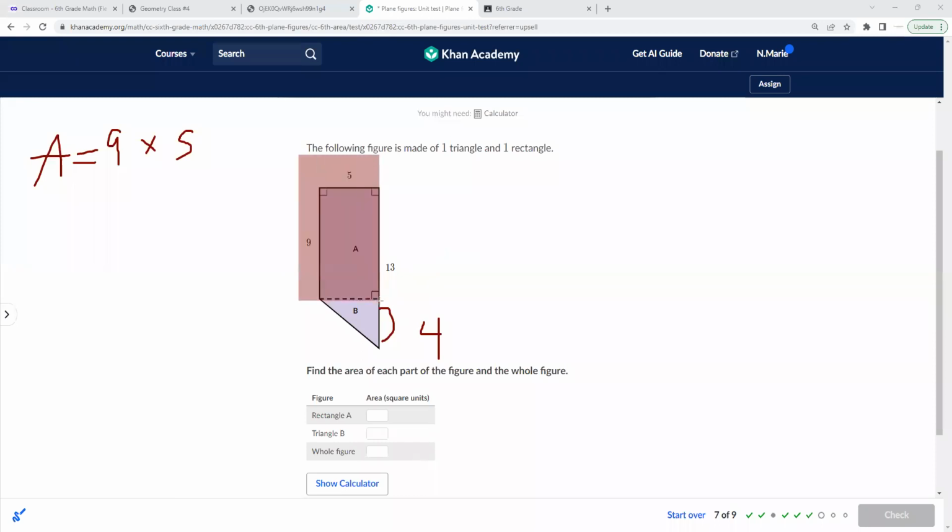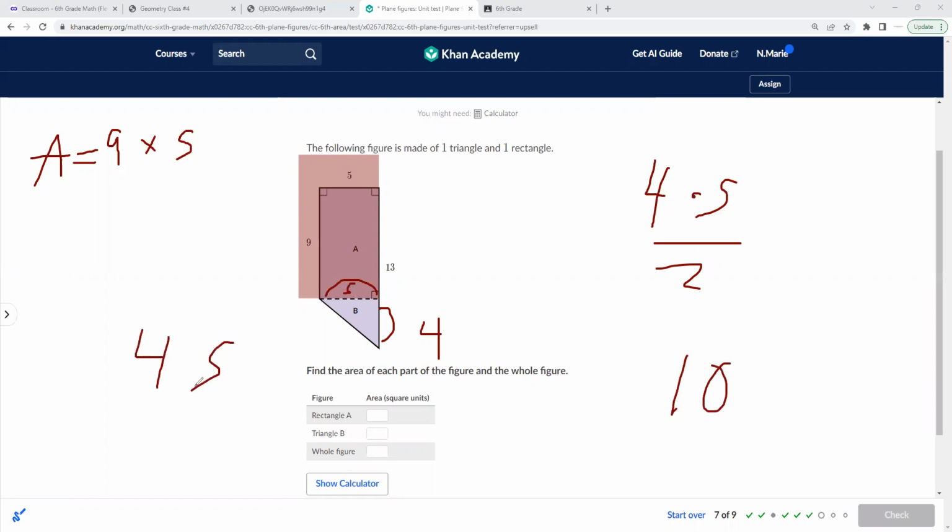Length times width. For the triangle, it's base times height divided by 2. The base is 4, the height is 5. Divide that by 2, you're going to get 10, and this is 45. So rectangle A is 45, the triangle is 10, and if you add them together, it's a total of 55. Super easy.